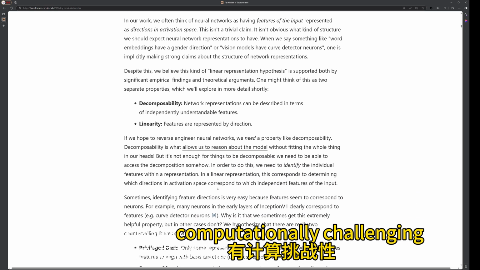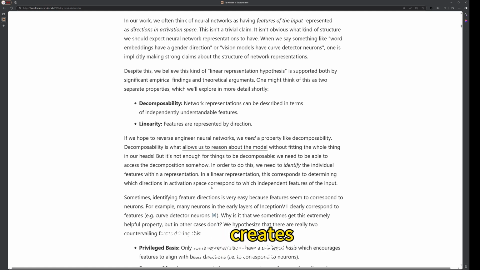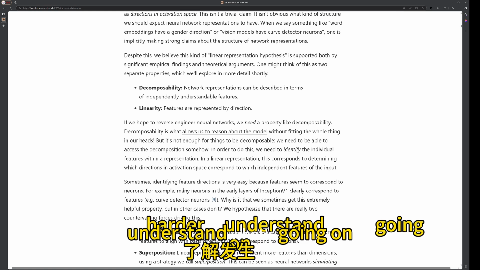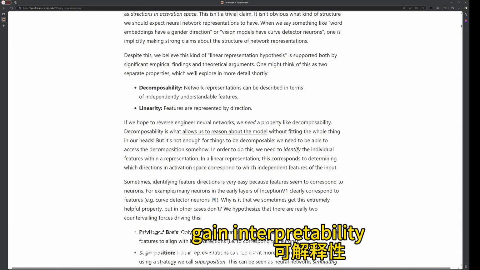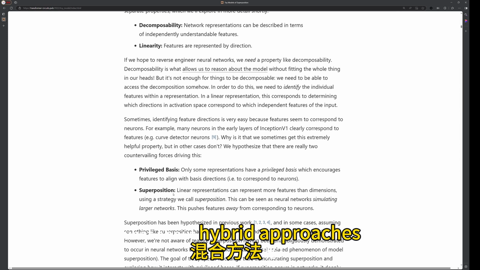This sounds really computationally challenging, especially for large models. It is. And it also creates this additional layer of abstraction. So it becomes harder to understand what's going on. Harder to grasp how the network's actually doing its computations. So we gain interpretability, but then we lose transparency. In a way, yeah. What about hybrid approaches?